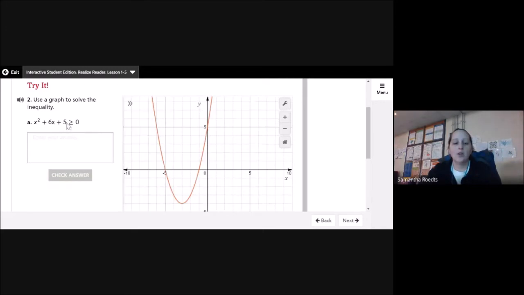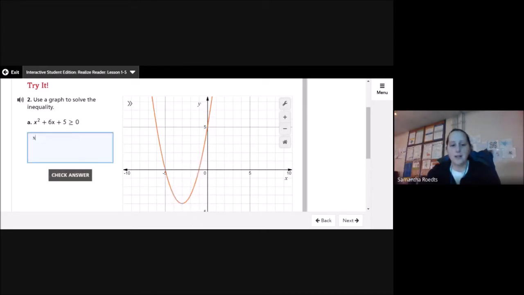Now I want to know when this is greater than 0. Well, here's 0. Here's x equals 0. Okay. Greater than or equal to. So it crosses at -5 and it crosses at -1. Okay. So those are my 2 points. So anything from negative infinity to -5 is greater than or equal to 0, and anything from -1 to infinity is greater than or equal to 0.